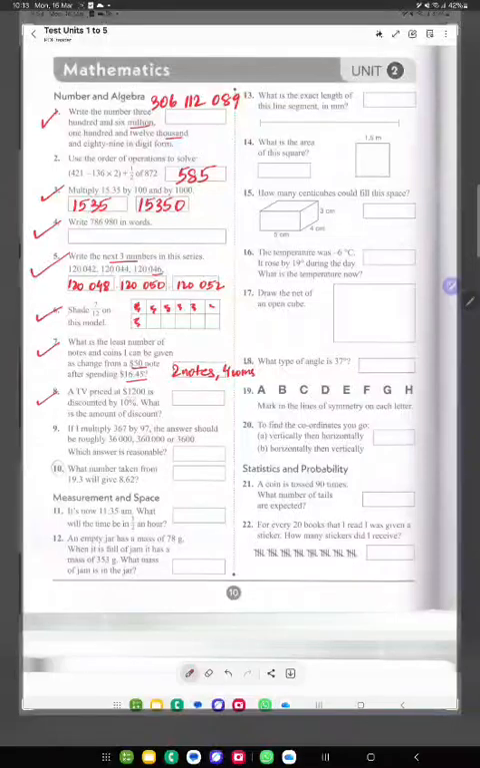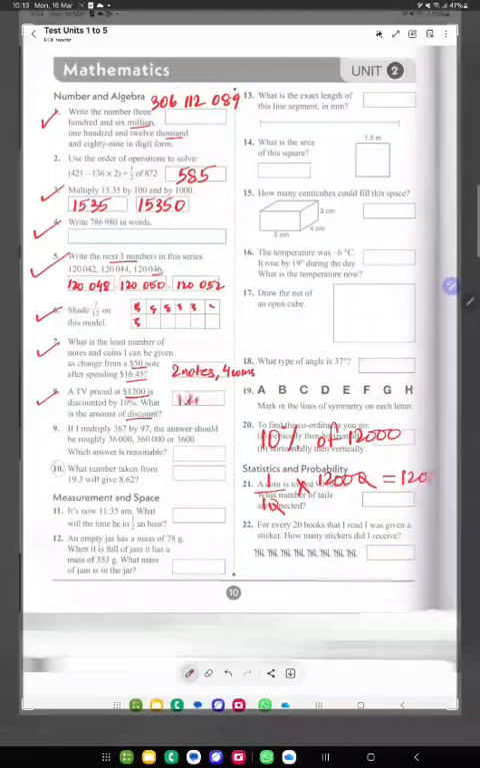A TV is priced $1,200, is discounted 10%. What is the amount of discount? So you need to calculate 10% of 1,200. 10% is just 1/10. Okay, 1/10 of 1,200. So you can cancel zeros. That's only $120. So $120 is the discount. Question 9.